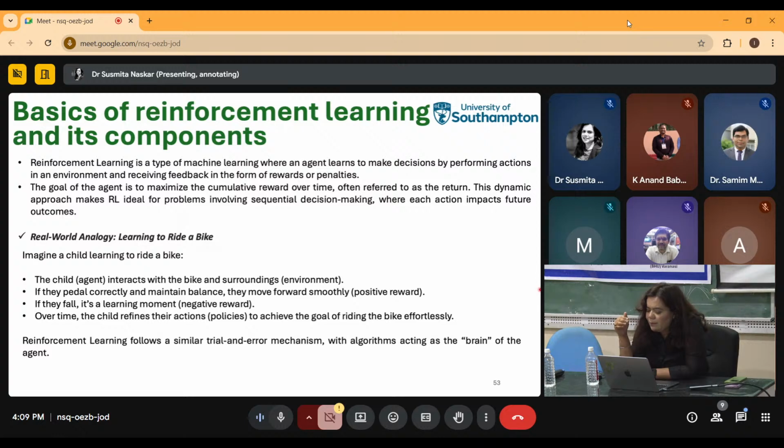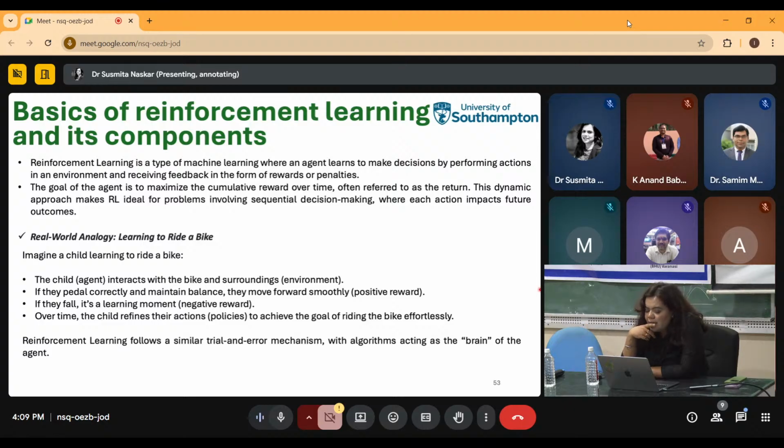That means over time, the child refines their actions, learns from the environment, and develops what are called policies, to achieve the goal of riding the bike more effortlessly, right? And this is exactly how reinforcement learning also works, right? They learn from the environment, they learn from trial and error, they go back and try to get better performance, right?